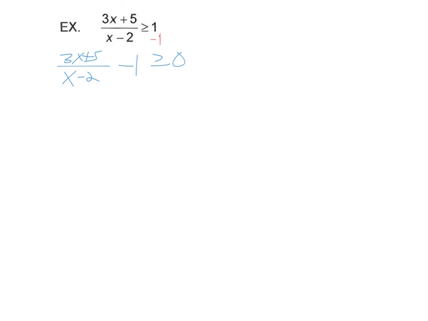But we have to get all of that combined into just one fraction. So I need a common denominator. It would be x minus 2. And if I put x minus 2 on the bottom, I have to also put x minus 2 on the top.